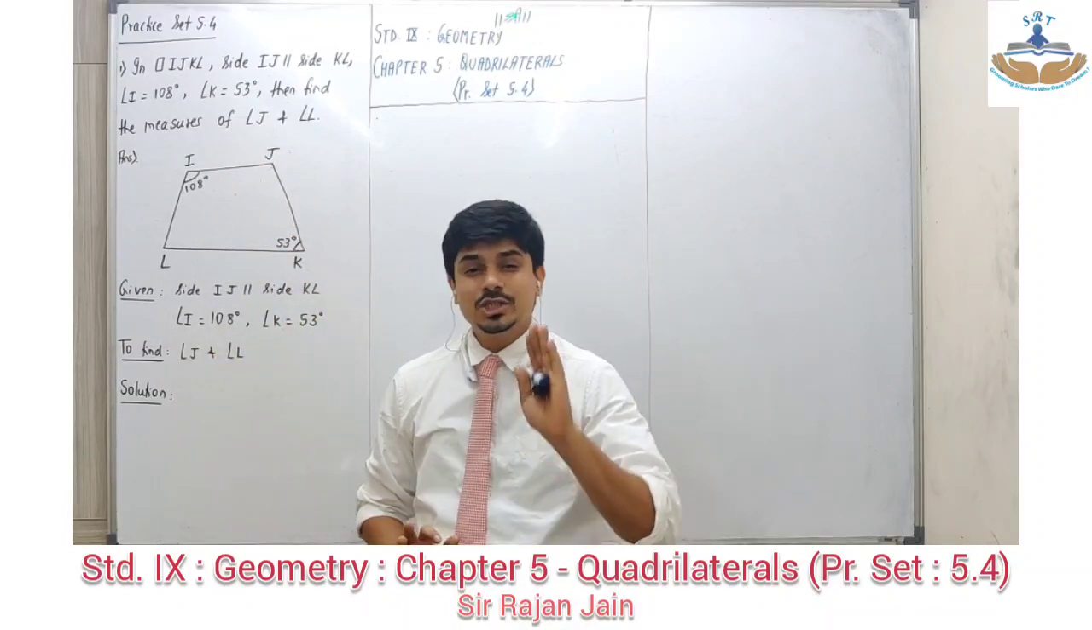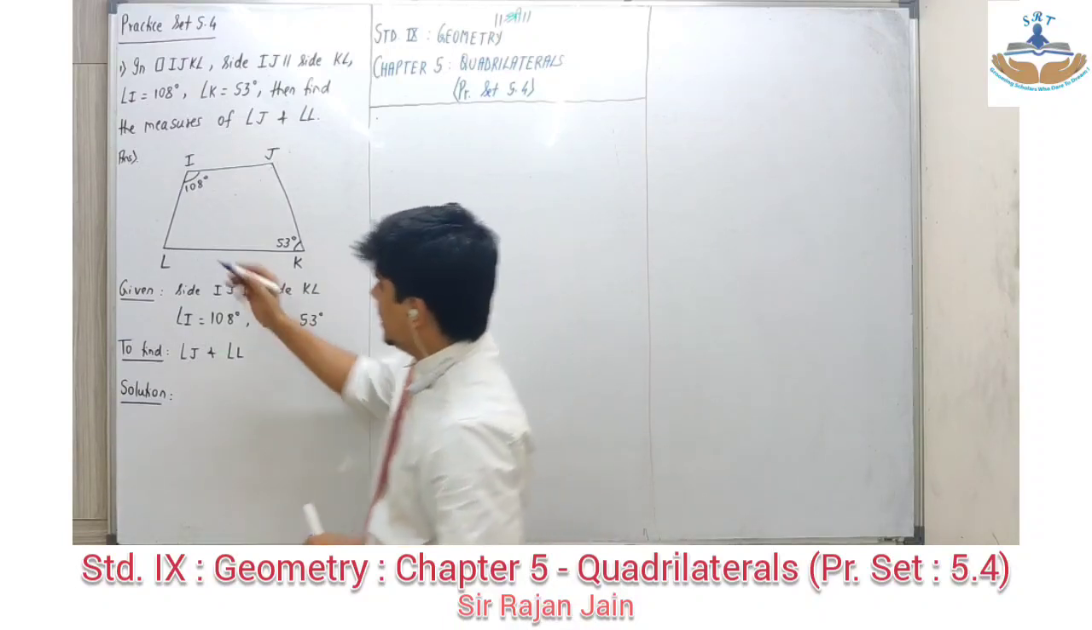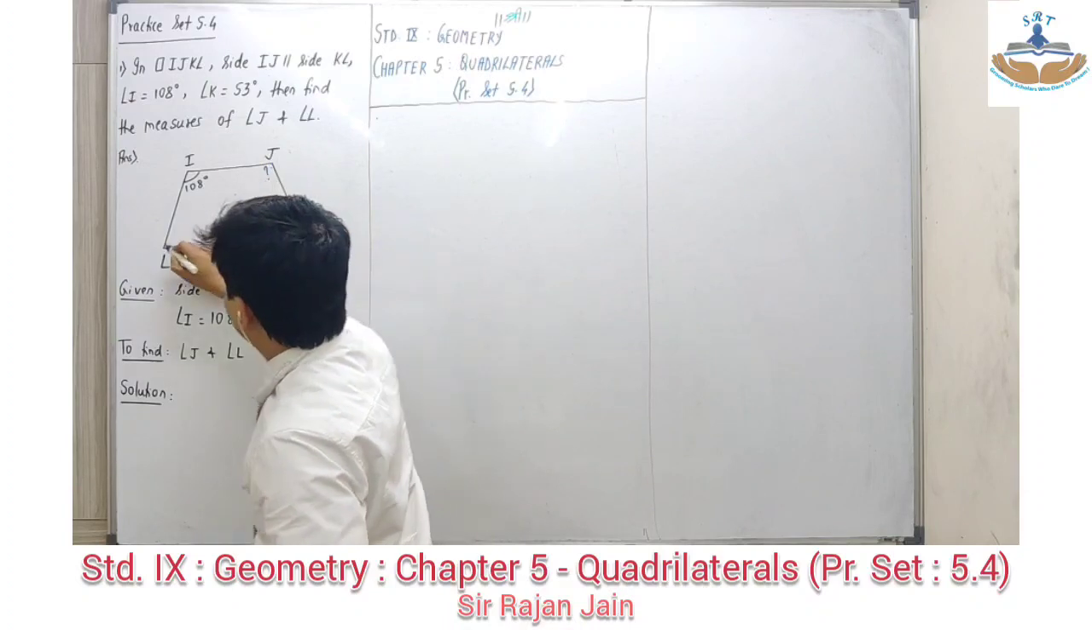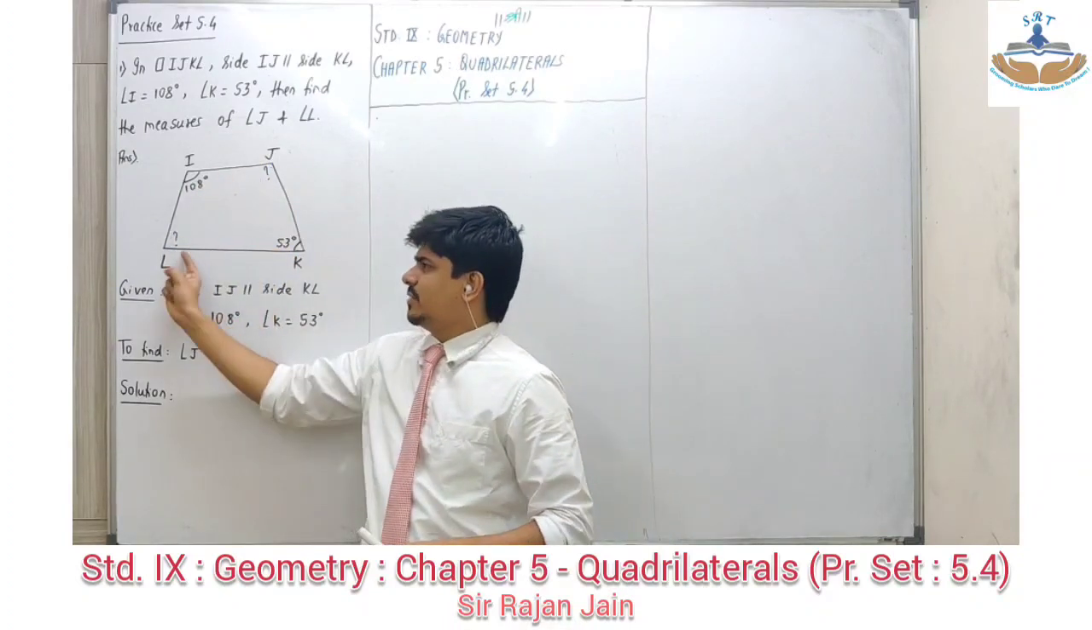Okay? Solving of question एकदम simple है. They are asking for which two angle? Angle J and angle L. This is one angle that they are asking for. This is the second angle. Now as you know, these two sides are given parallel.